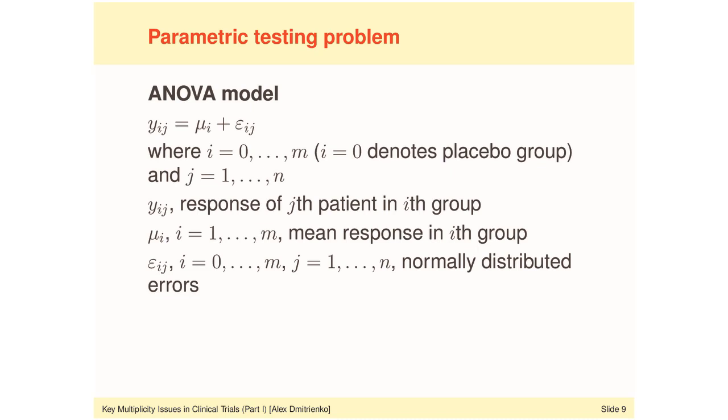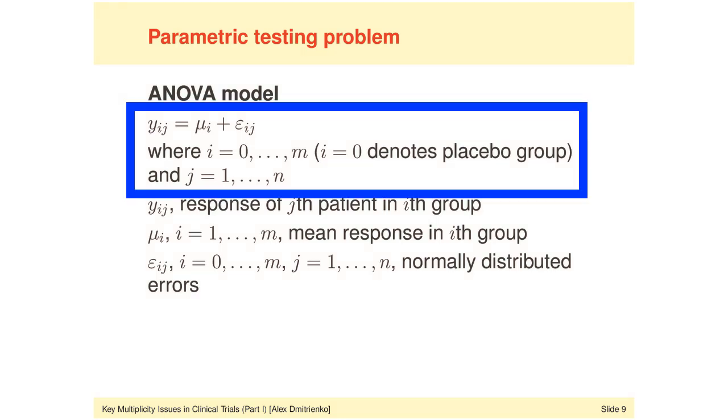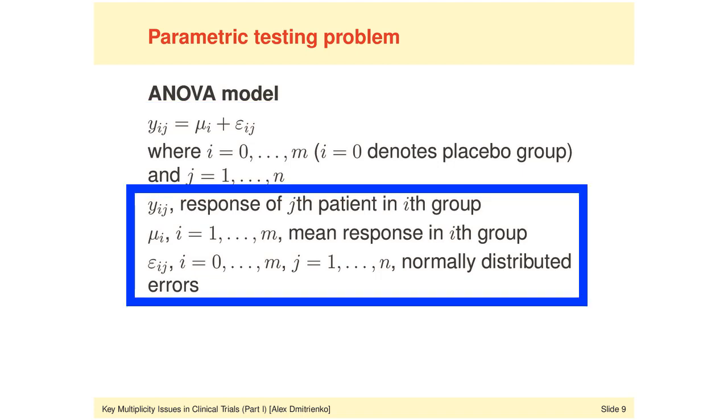We will assume the following underlying model in this clinical trial. It's a simple one-way ANOVA model, which means that the response variable, denoted by Yij, in each treatment group is a sum of the group mean, denoted by μi, and the normally distributed error, epsilon ij. And the first index in this model, the i index, is the group index, and 0 here denotes the placebo group. And the second index, j, is the patient index.